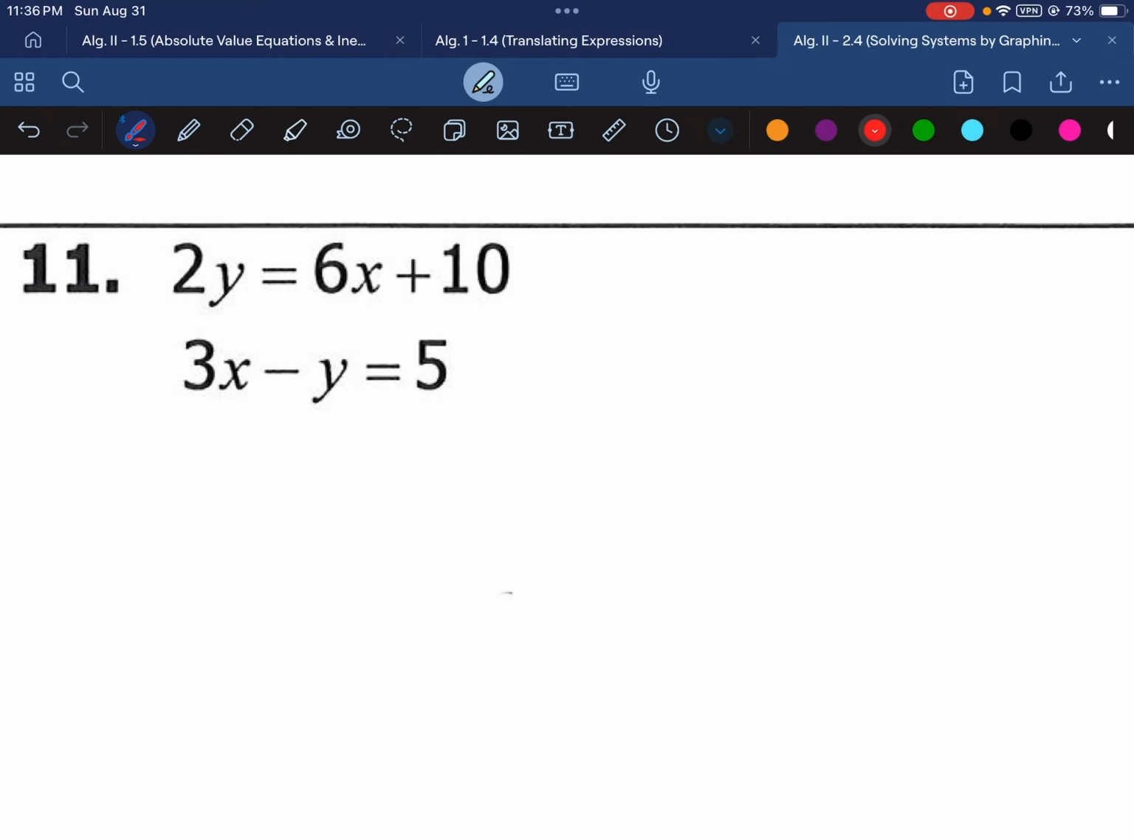Number 11 here, as I look for a variable to get by itself, I notice that this y up here doesn't have a coefficient of 1, but if I divide everything by 2, that would work, and y is already by itself. Whereas in the bottom equation, I'd have to subtract 3x and then divide everything by negative 1, or I'd have to add y and then move the 5 away. There's an extra step in either of those scenarios for the bottom one.